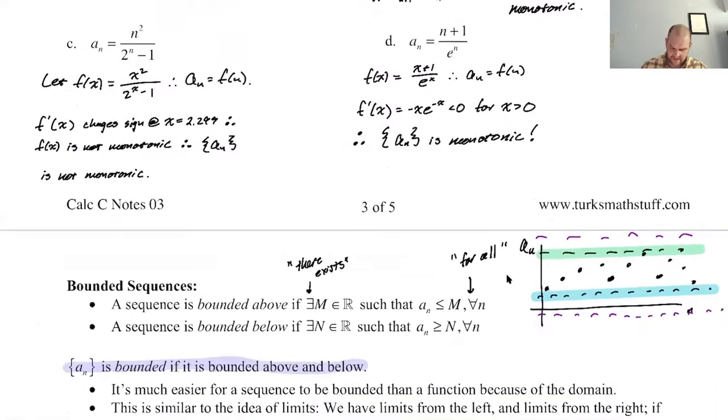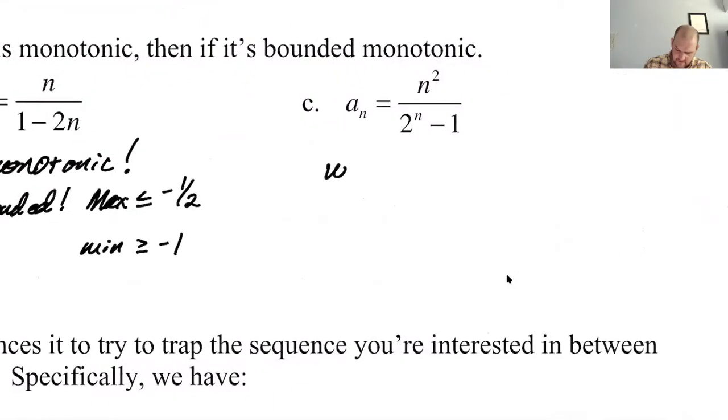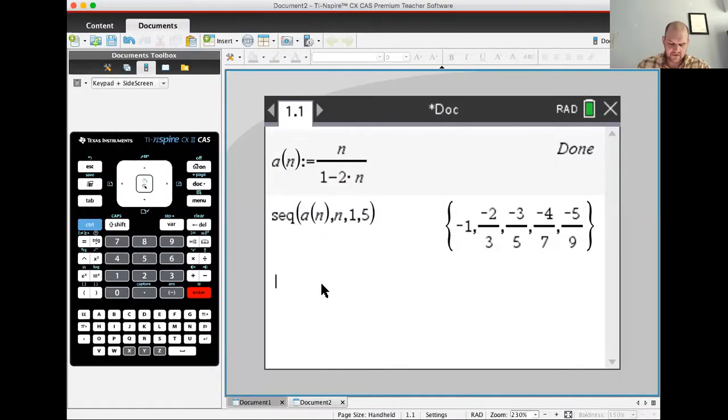This is not monotonic, so that's good. So not monotonic, because we already did the work on that. Is it bounded though? So I'm going to let the calculator generate some terms for this one too. It's probably not the best way to do this. I really want to find the maximum and the minimum, but I also just don't really want to do that. So let's see, n squared over 2 to the n.